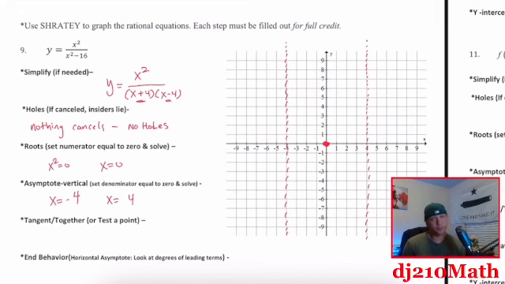Depending on who taught this to you, the tangent together part, the way I teach it is that we look to see if there's any squared factors in the numerator and then in the denominator. So right now, is there a square factor in the numerator? Yes, there is, x squared.